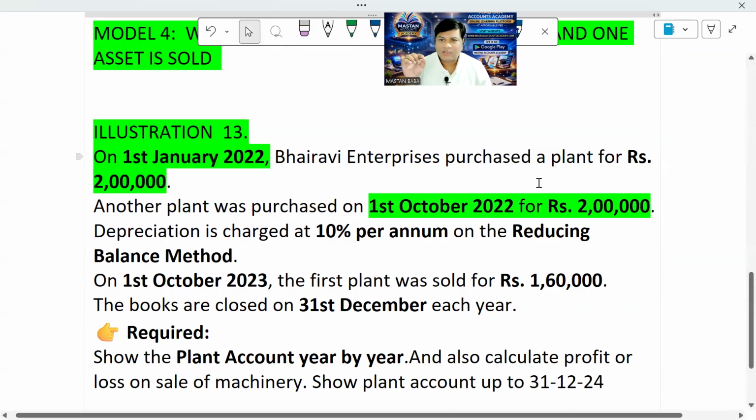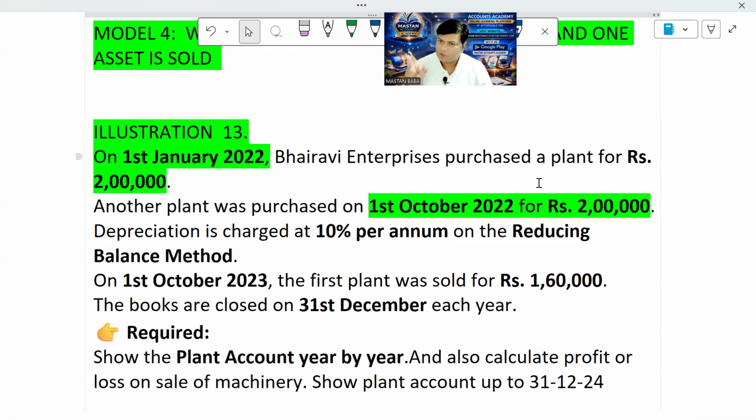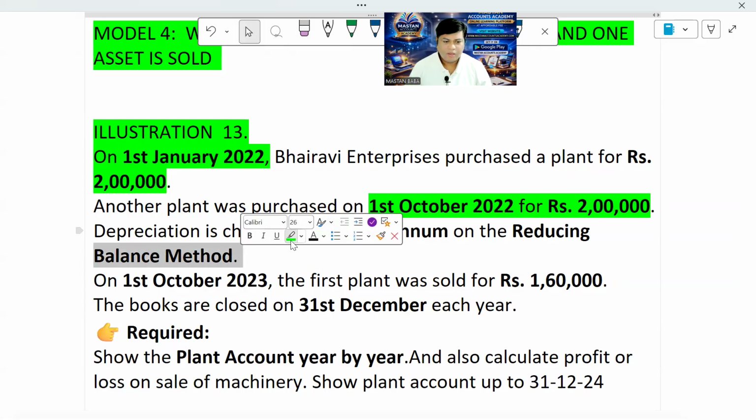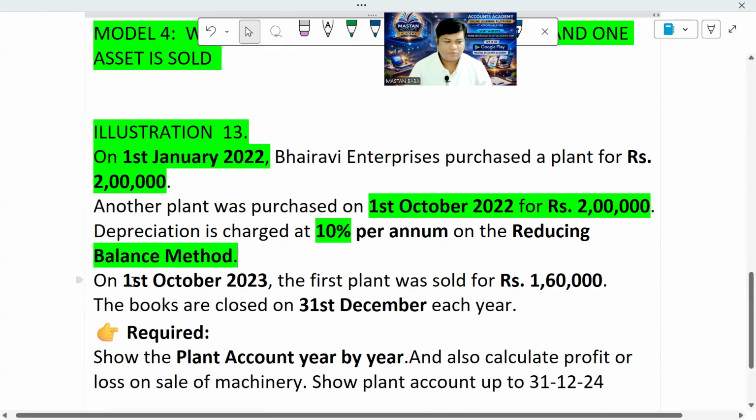So, what can you notice here? In the year 2022 itself, the first machinery was purchased for 2 lakhs and the second machinery was also purchased for the same 2 lakhs. What is the rate of depreciation here? The rate of depreciation is 10% per annum under the reducing balance method. As usual, it is the second method we are doing now. And on which date did they sell the first machinery? On 1st October 2023, the first plant was sold for 1,60,000.